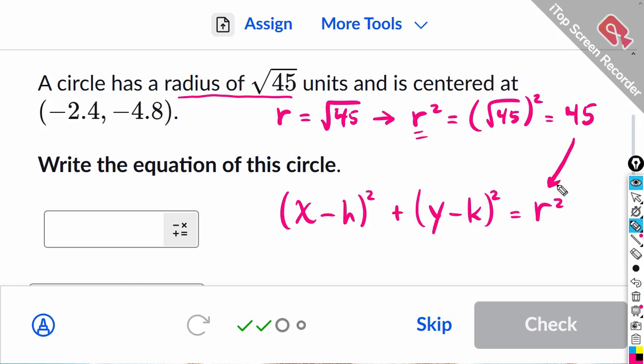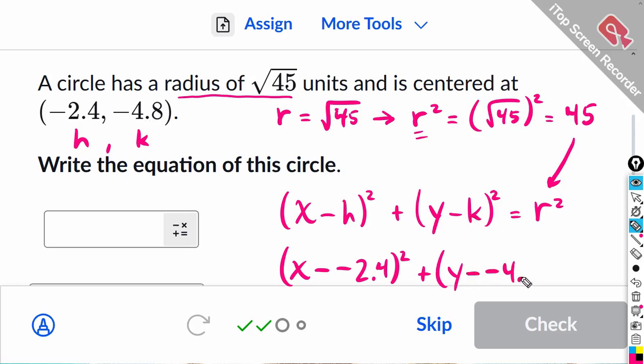That's your r squared. All right, the center is h, comma, k. So we're going to have to plug those in. All right, so you start with x minus, and h is negative 2.4. All right, watch your signs. Plus y minus, and k is negative 4.8. And that gets squared. And that equals r squared, which we said was 45.